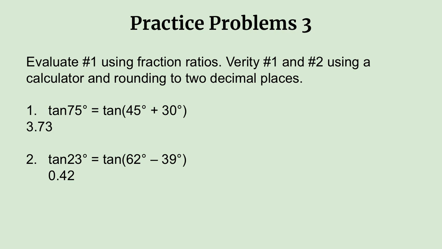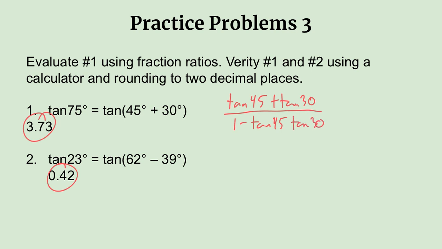So go ahead and test these out. Doing tan of 45 plus 30, make sure you get 3.73 and 0.42. For the first one, how that would split up would be tangent of 45 plus tangent of 30 over 1 minus tangent 45 tangent of 30. And then plug your values in to simplify all the way down to 3.73.